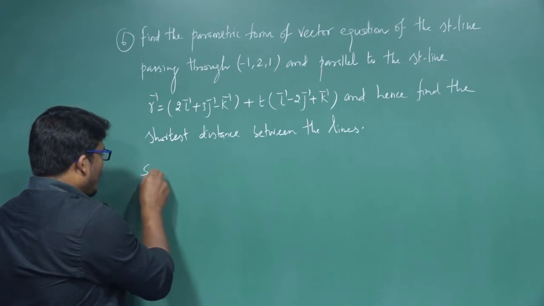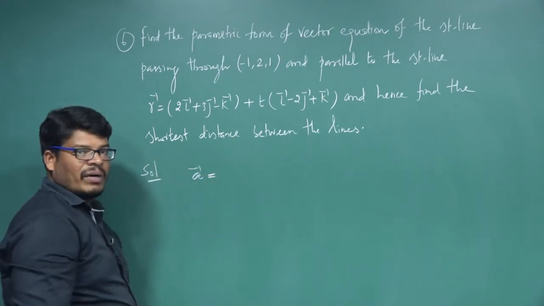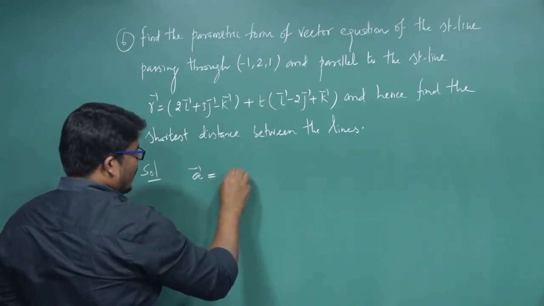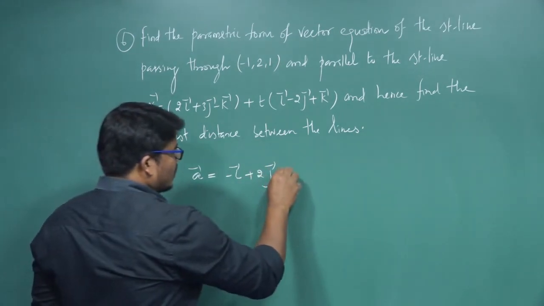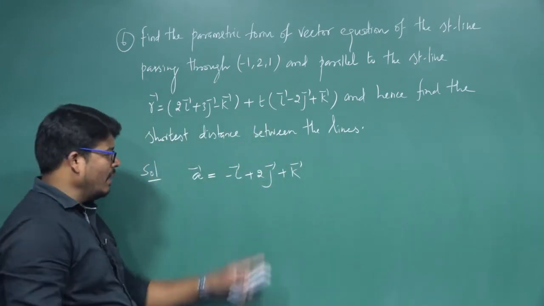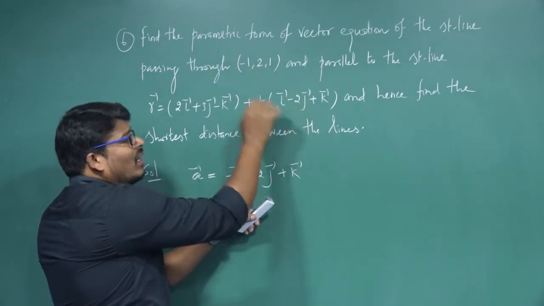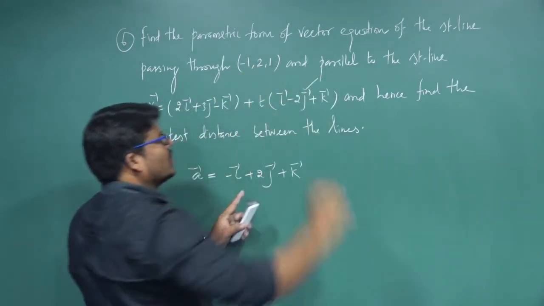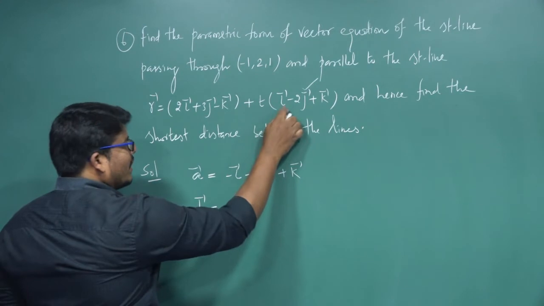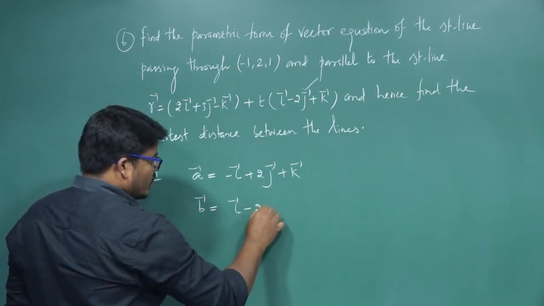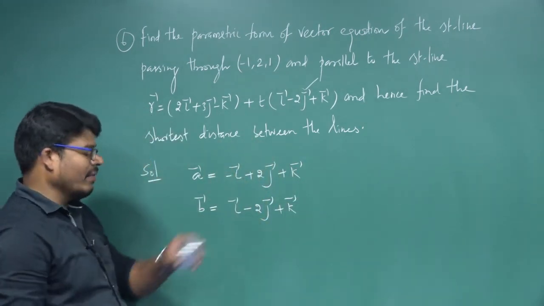First, writing the point given. Taking the point, A vector equal to minus i vector plus 2j vector plus k vector. That is the point. The straight line passes through the point and is parallel to the straight line, so this one is the parallel. Writing the B vector: B vector is i vector minus 2j vector plus k vector. That is the B vector.